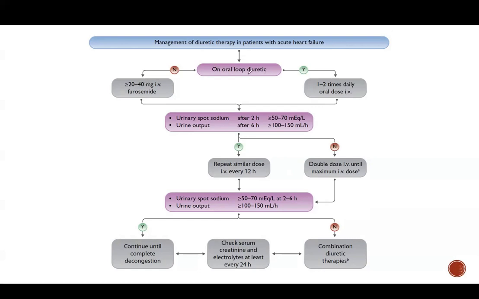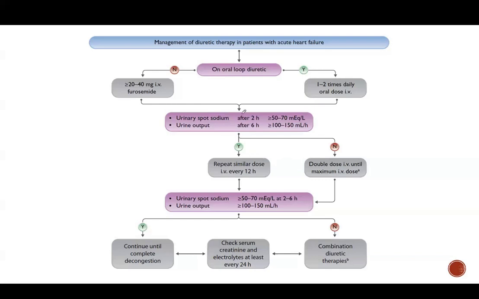Suppose the patient is not on any oral loop diuretic therapy prior, then you should start him on 20 to 40 mg of IV furosemide. After giving a dose of 20 to 40 mg of IV furosemide, after 2 hours you should check urinary spot sodium, and urine output you should check after 6 hours. After 6 hours, if the patient's urine output is maintaining 100 to 150 ml per hour, or urinary spot sodium is more than 50 to 70 milliequivalents per liter, then you can repeat a similar dose IV every 12 hourly.